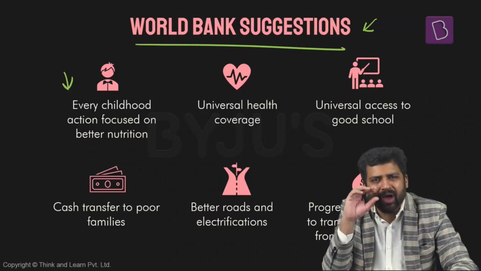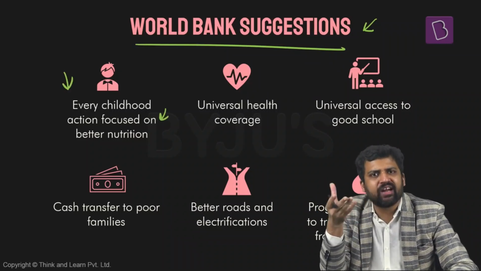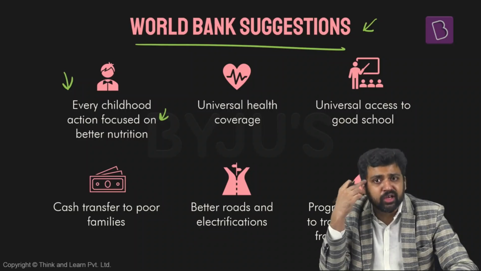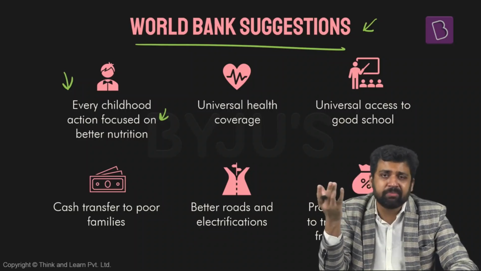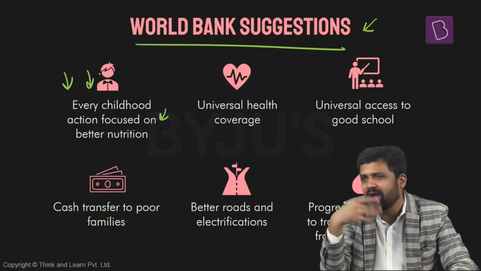The World Bank says that you have to ensure every child has access to better nutrition. If children do not have access to better nutrition, their physical development and cognitive development are compromised, which in turn will compromise their education, which in turn will prevent them from having better skills and better employment opportunities, right? Which in turn will lead to a situation where they're back into poverty. So every child should get access to better nutrition. You have to address malnutrition.